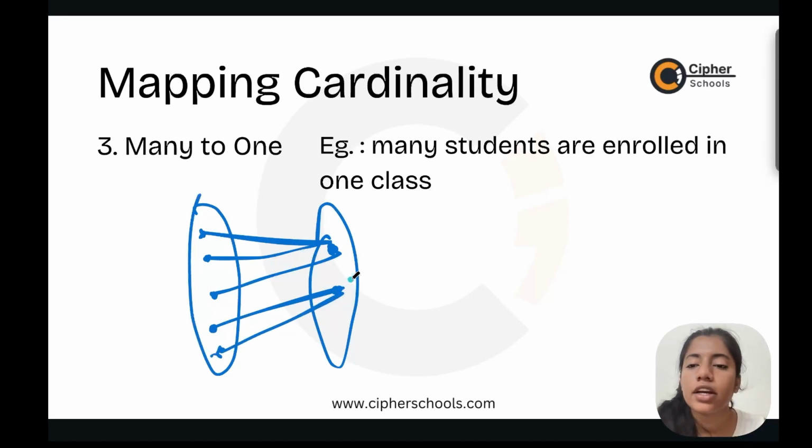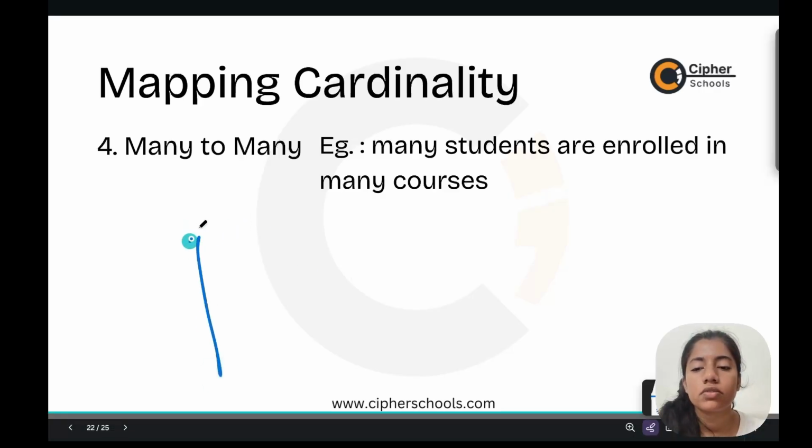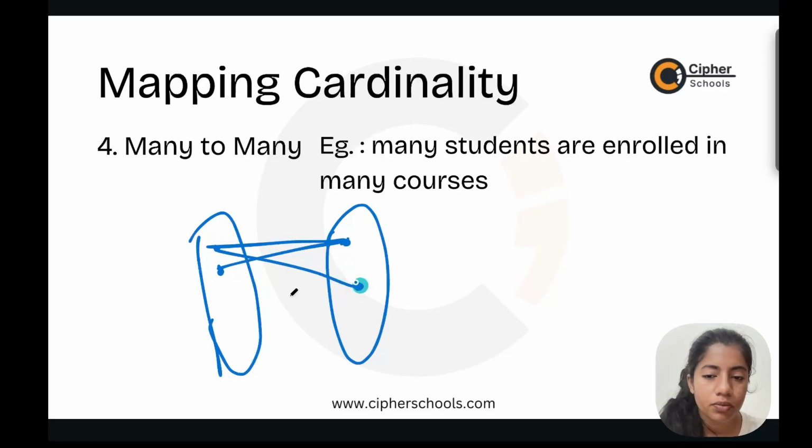Let us move ahead and talk about many-to-many relationship. In a many-to-many relationship, on both sides, multiple entities are involved in that relationship, like many students are enrolled in many courses. If this is set A and this is set B, multiple from set A are related with multiple from set B, and the same is the case the other way. So this is how a many-to-many relationship works. Let us move ahead and talk about other constraints.